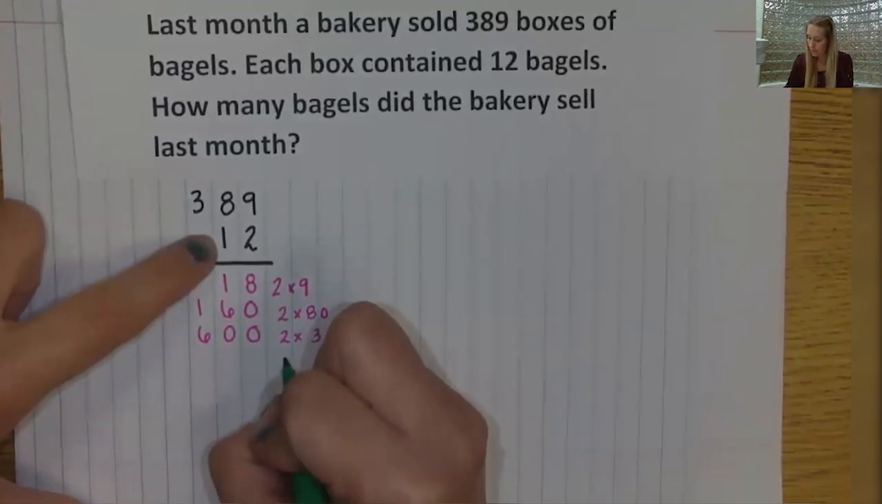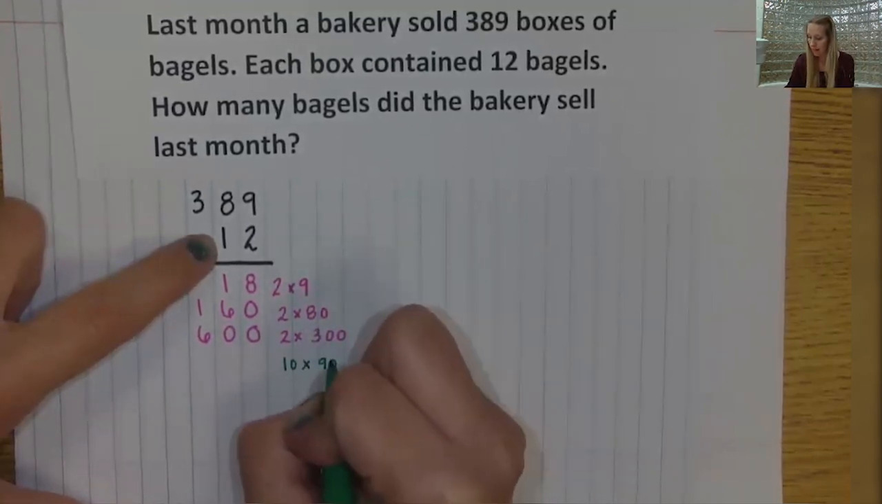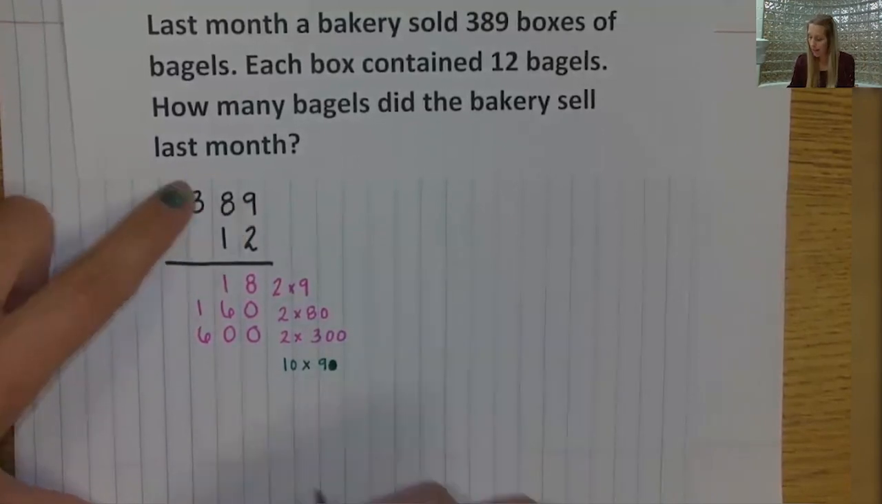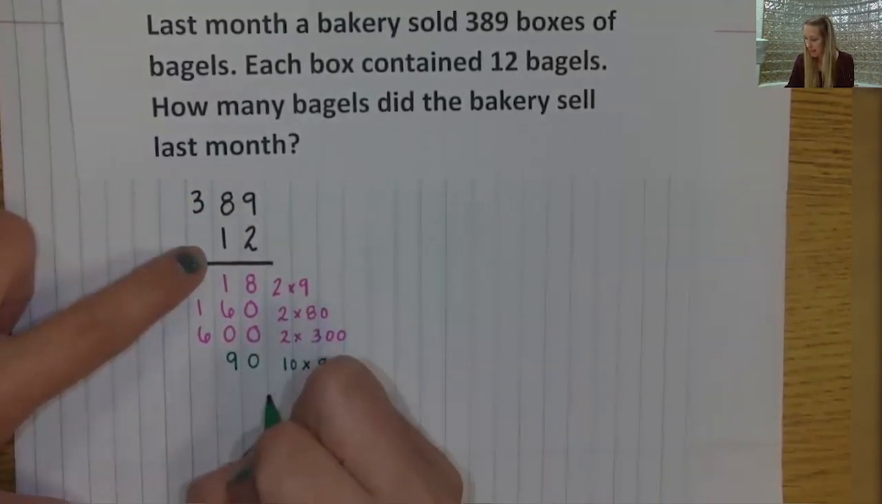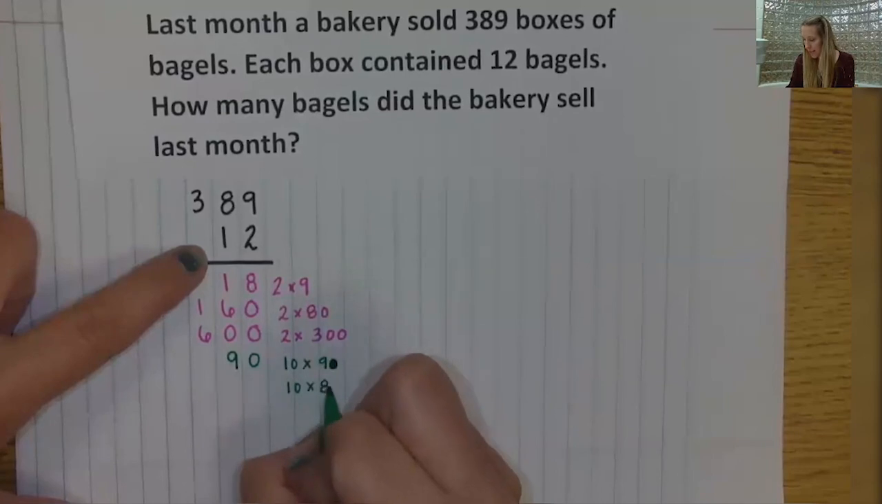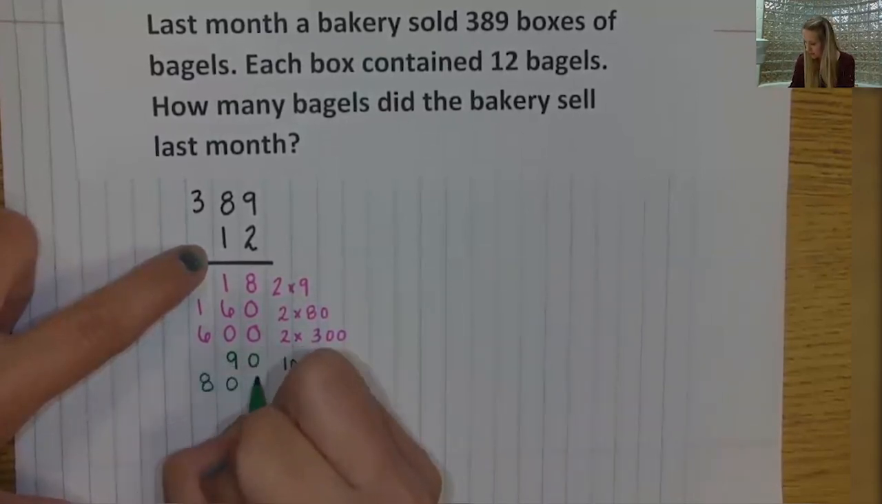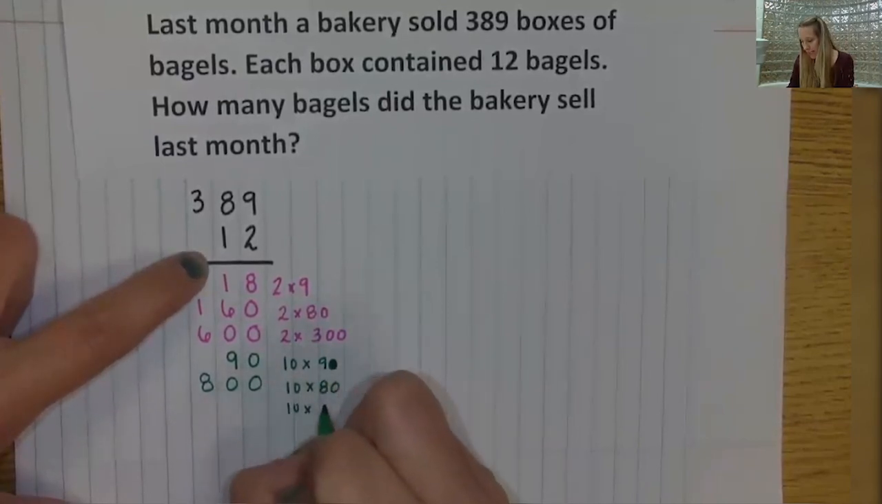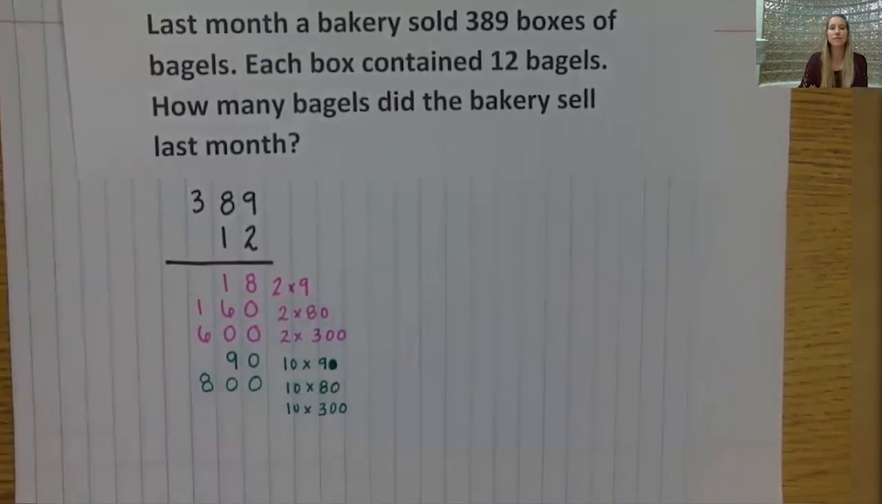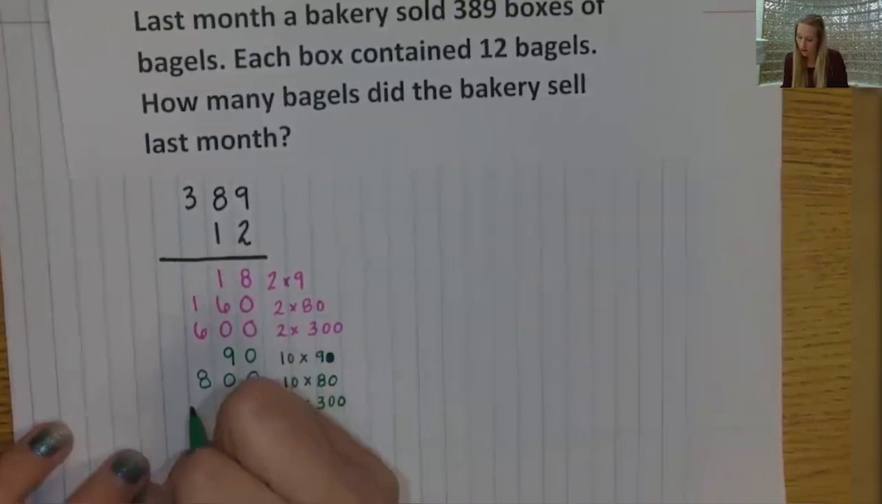So 10 times 9 is 90. And 10 times 80 is what? 800. What about 10 times 300? What's 10 times 300? Did you say 3,000? Fabulous work.